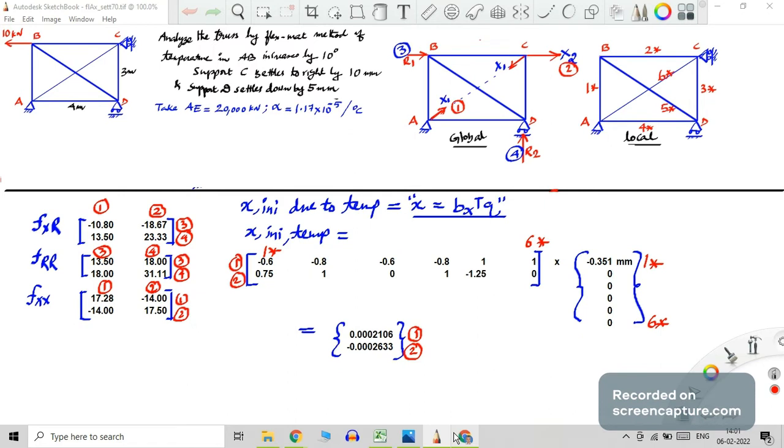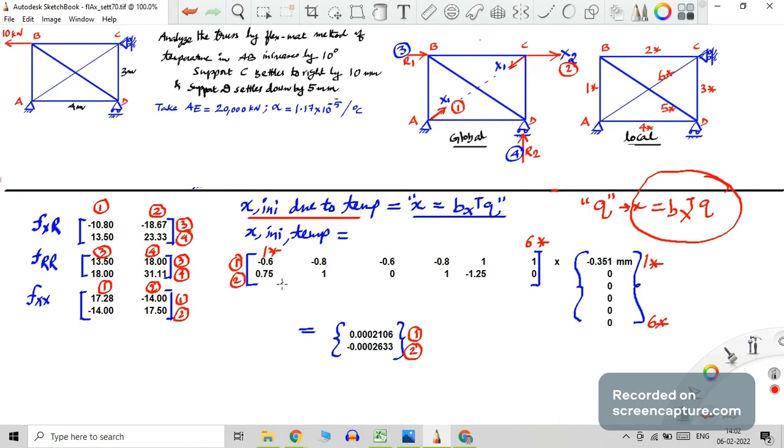So one XINI due to R2 we have taken care of. Next is XINI due to temperature. This we have already done, so I need not explain all these things. In the last problem, we have attacked this. XINI due to temperature is available in small q. You know how to change that small q to x by using the equation x equals Bx transpose small q. This equation we applied in the previous problem, Bx transpose into small q.